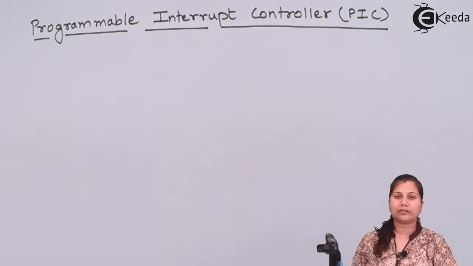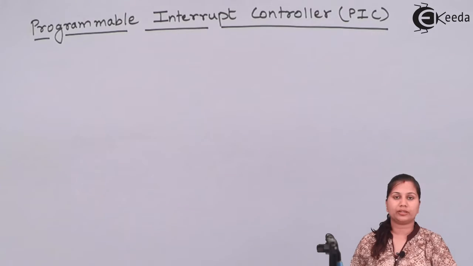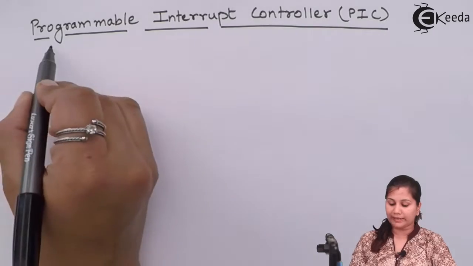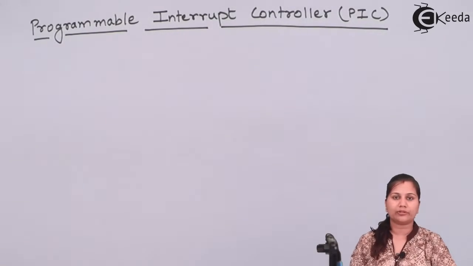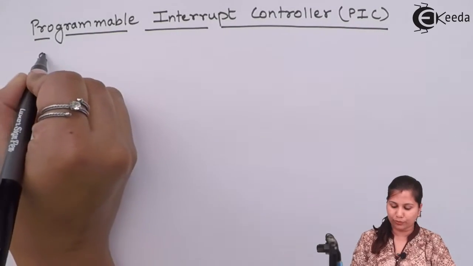The programmable interrupt controller is designed to handle the multiple interrupt operations of microprocessor systems like 8085, 8086 or 8088. Now the IC for this programmable interrupt controller is 8259.